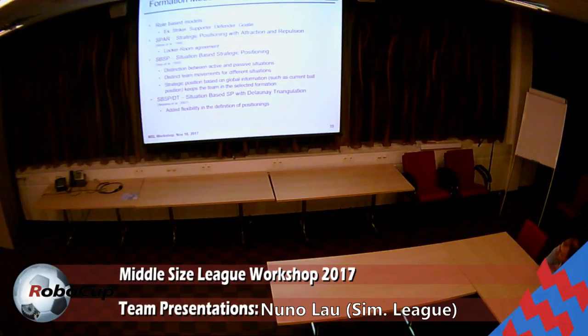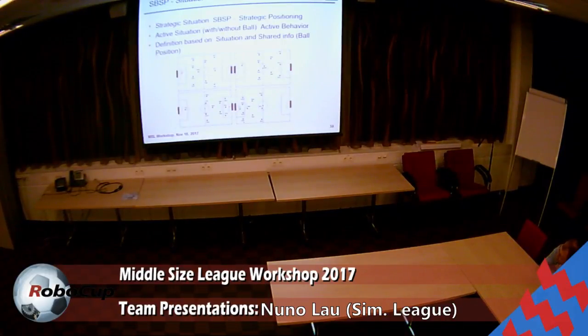Most teams, and this also applies in the middle size, use role-based models, but if you look in the literature, you can find the strategic positioning with attraction and repulsion by Stone, and the locker room agreement, and then the model we developed, which is called situation-based strategic positioning, in which we have a distinction between active and passive situations, and different movements for different situations. And then we also applied it to Akiyama, or we combined it with the Akiyama effort in 2007, and we have SVSPDT.